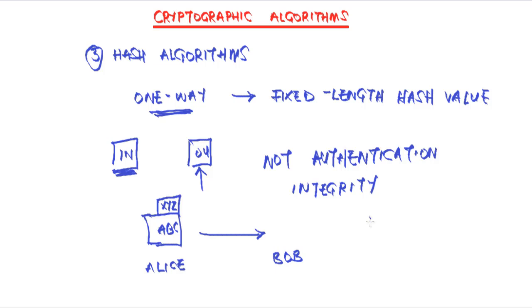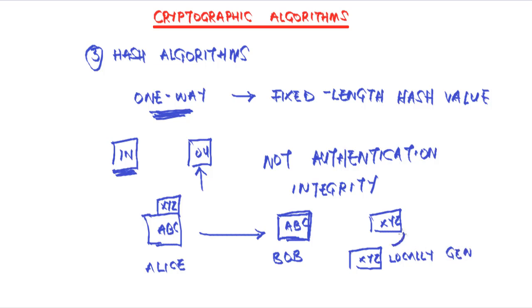Now Bob will strip that part XYZ out and compute, using the same hash algorithm, the hash of the message ABC. Now if he gets XYZ, he's going to compare the one he locally generated with the one he received. If they match, then it means that integrity has been preserved. That means the message was not altered. But if after Bob computes it, he gets something like XXX, he knows that this doesn't match. So Bob knows that the message has been altered while it was being sent.